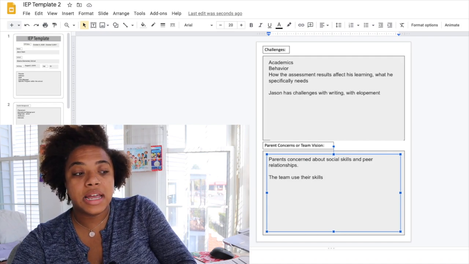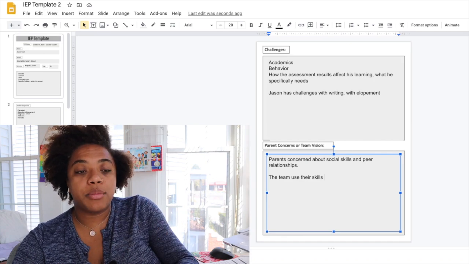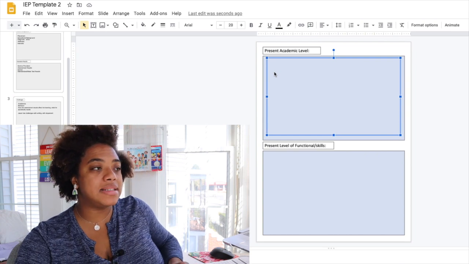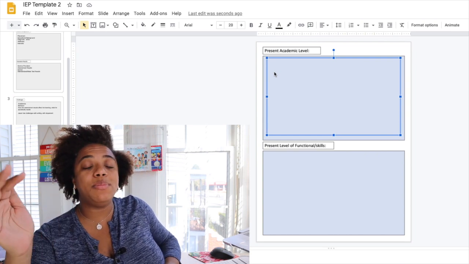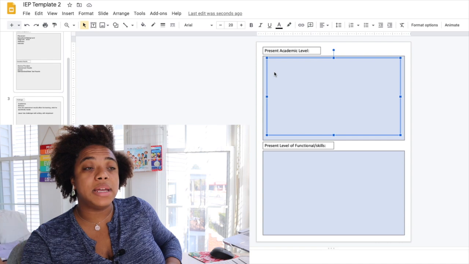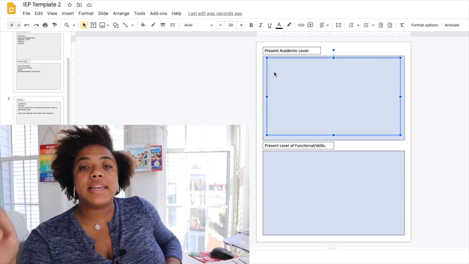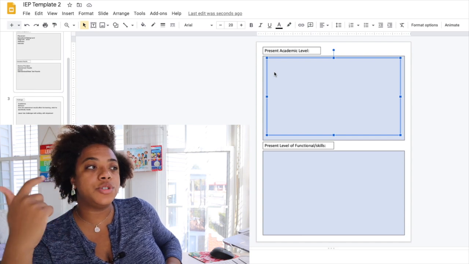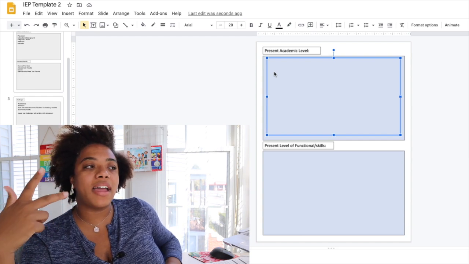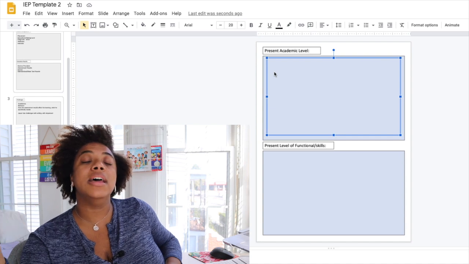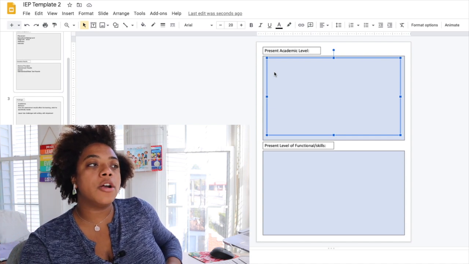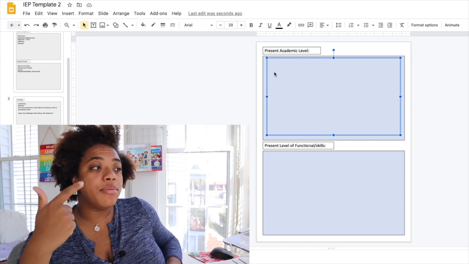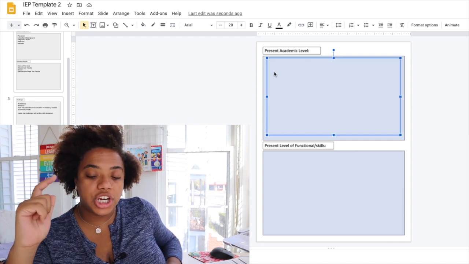So those are some of the things that I would write in these areas, but then take this information and expand it. So here's where we get to the present level of performance. In every single IEP I looked at, cross-referencing between states, there's always an area for talking about the academic levels. Sometimes states will talk about the academic levels and the functional levels of speech and fine motor and behavior all in one, and then sometimes they break it apart in two. So I broke it apart just so we could talk about each individual piece.